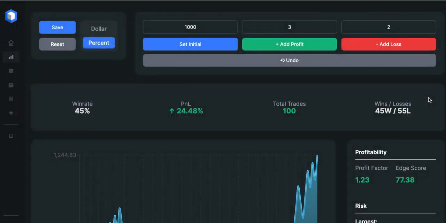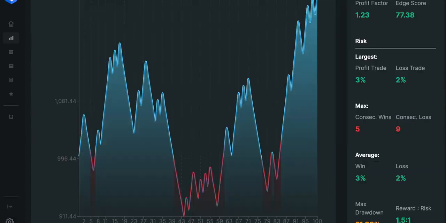Alright, the backtesting is finished, and as we can see, the win rate for the strategy is only 45%, and we increased our account size by 24.48%, which is definitely below average, especially for scalping. If we scroll down, we can see that the equity curve is extremely inconsistent. The profit factor is only 1.23, and we had 5 consecutive wins against 9 consecutive losses.